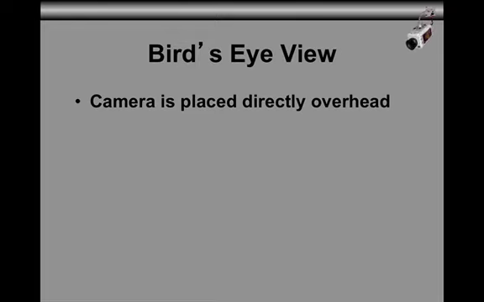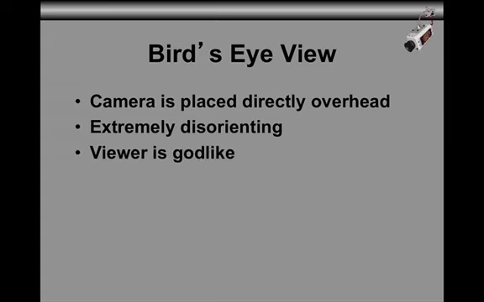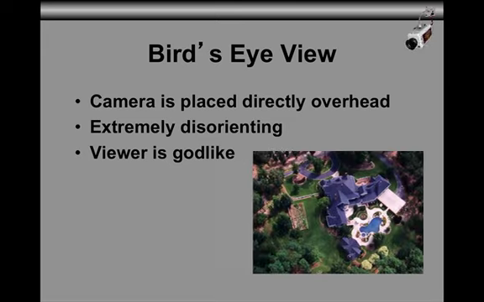A bird's eye view, for example, is where the camera is placed directly overhead. It tends to be extremely disorientating, and it makes the viewer feel quite godlike, as we can see in this example. It looks like you're looking down on an ant colony, and it's a view that we wouldn't be accustomed to seeing in daily life.